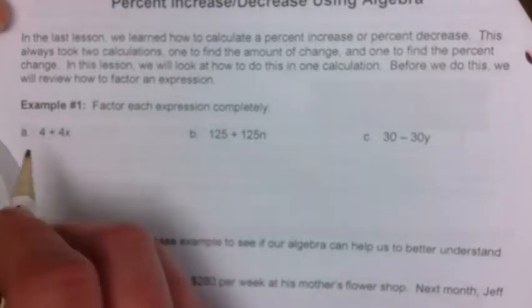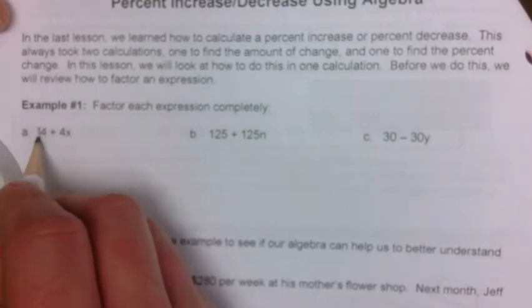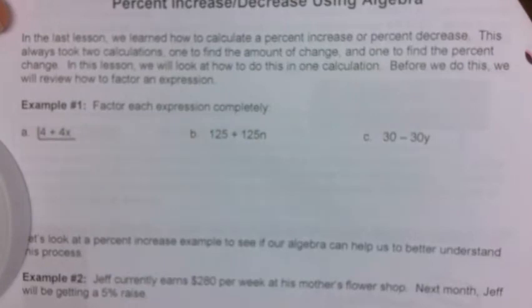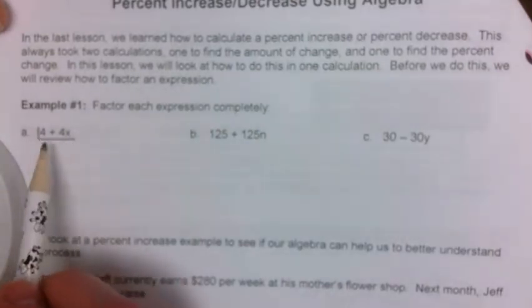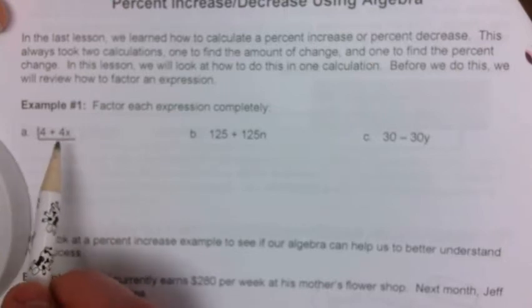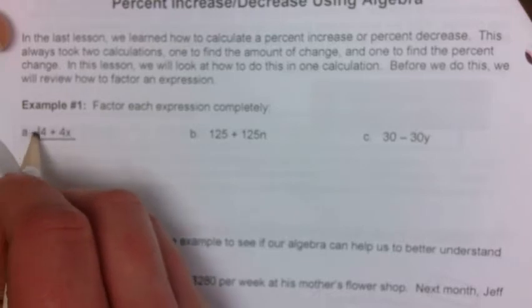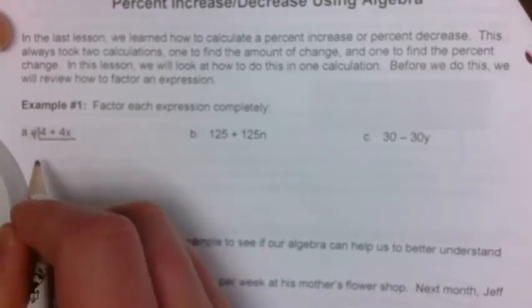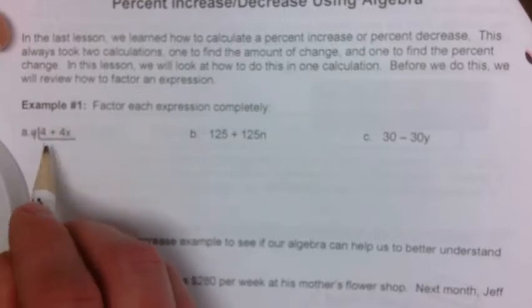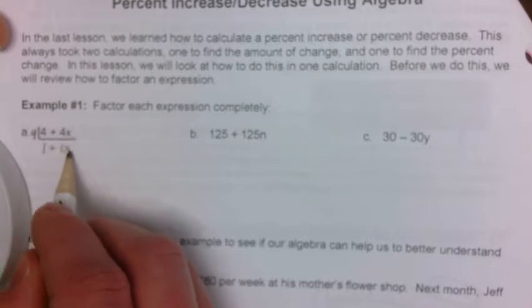In fact, that's what I'm going to do. I'm going to use the ladder method. So I'm going to put this kind of upside down division box around each of my terms. Then I'm going to look at each term and see what would divide into both of those terms. Well, I see a 4 and a 4x here. I know that 4 would divide evenly into both of those. So if I divide each of these by 4, 4 divided by 4 is 1, plus 4x divided by 4 is going to be 1x.